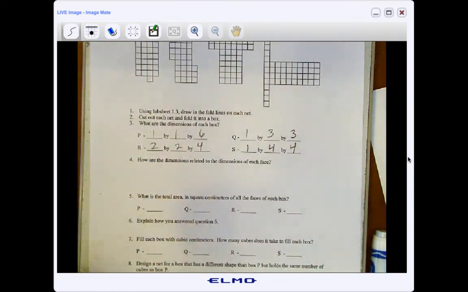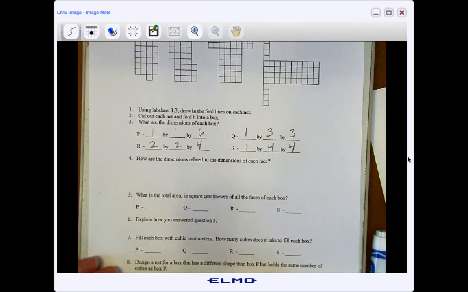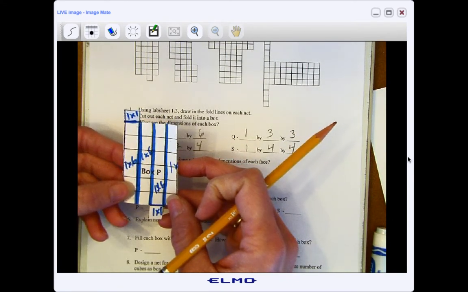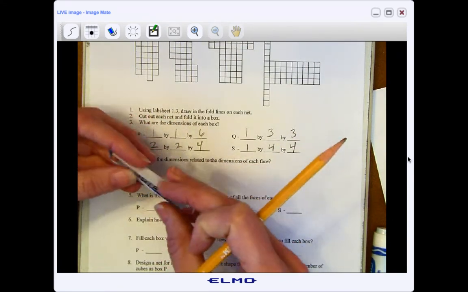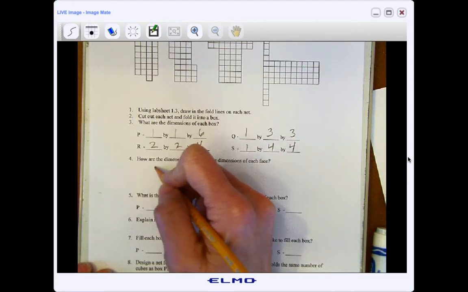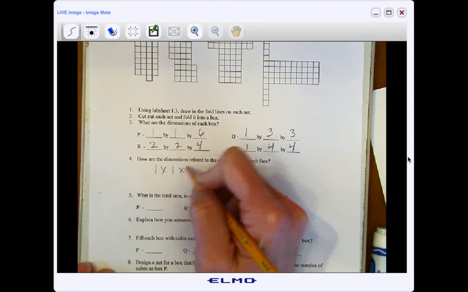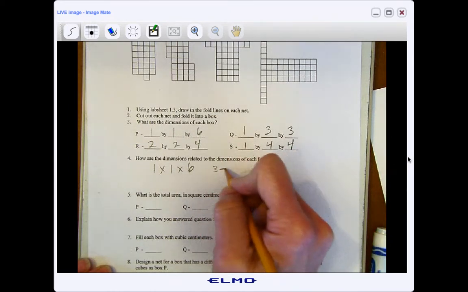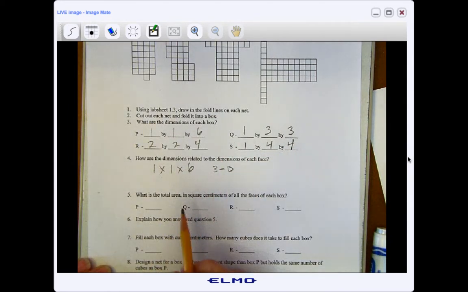All right, let's look at question 4 now. How are the dimensions related to the dimensions of each face? All right, so let's go back to our box P. Remember when we said we put it together, it would be a 1x1x6, okay? So that's the 3D dimensions, 1x1x6. That's how you'd build it.